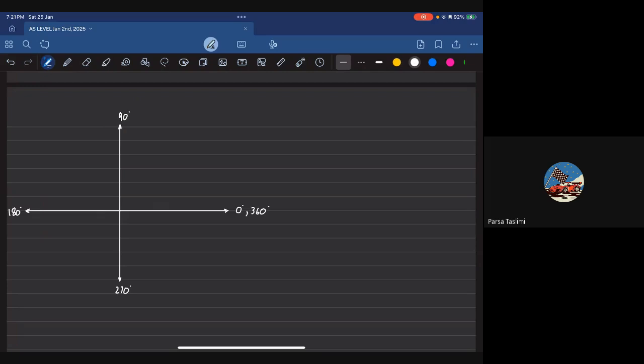Now, the first quadrant is where, if theta lies between 0 to 90 degrees, for that theta, sine theta, cos theta, and tan theta will all be positive. Clear?